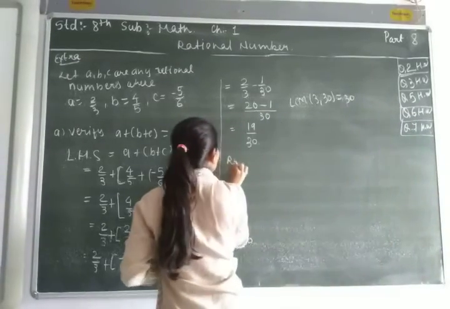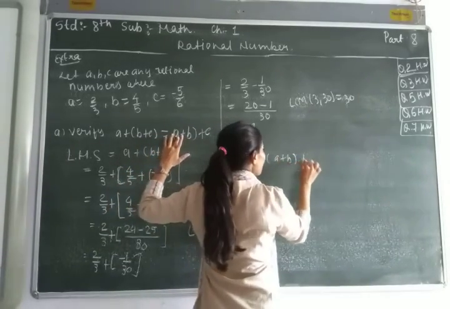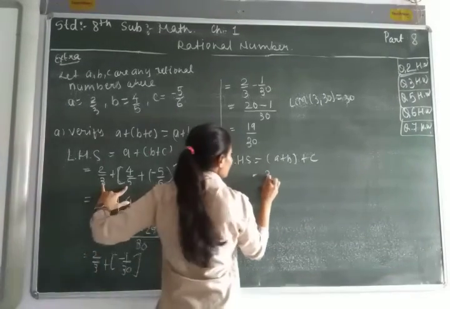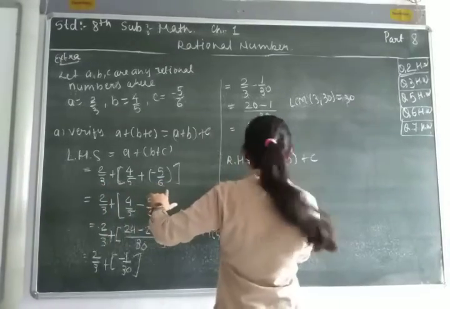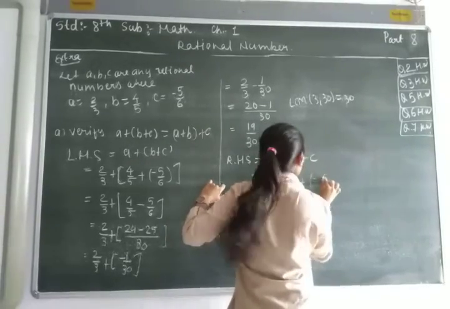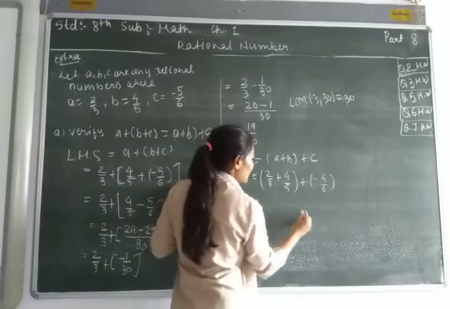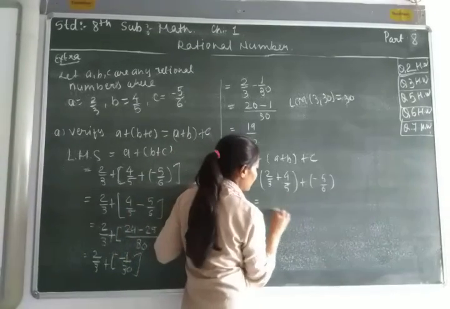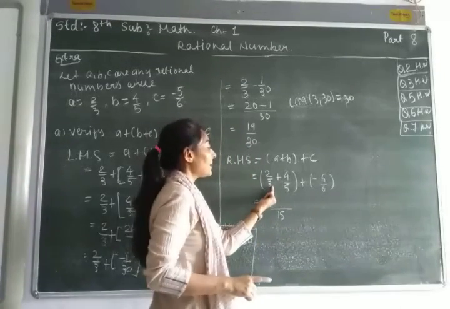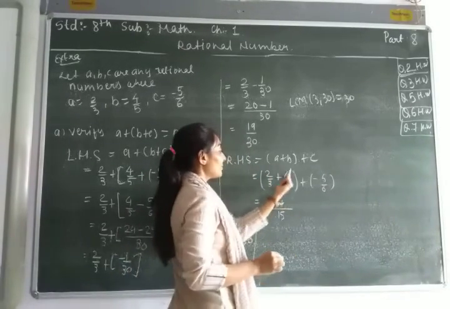Now check for the right hand side. What is in my right hand side? (A plus B) plus C, which means we have to take this number in bracket. So 2 by 3 plus 4 by 5, then plus minus 5 by 6. Again solve this one. The LCM of 3 and 5 is 15. So we have to multiply 3 with 5, that is 15. Then 5 times 2 is 10, and over here 3 times 4 is 12.